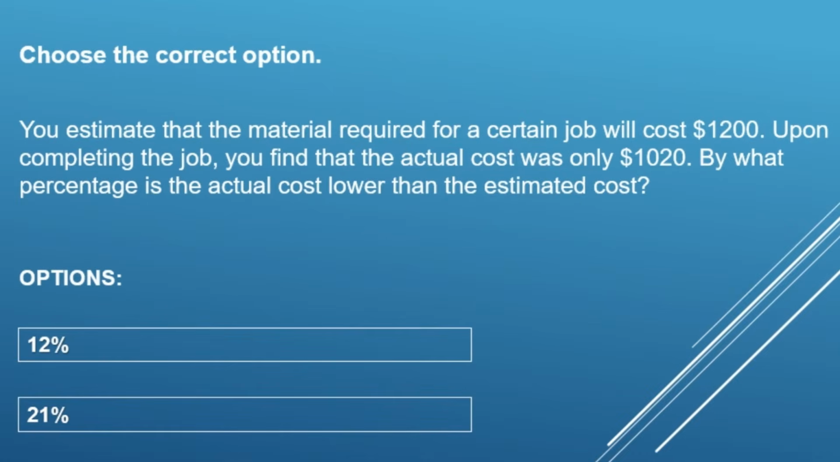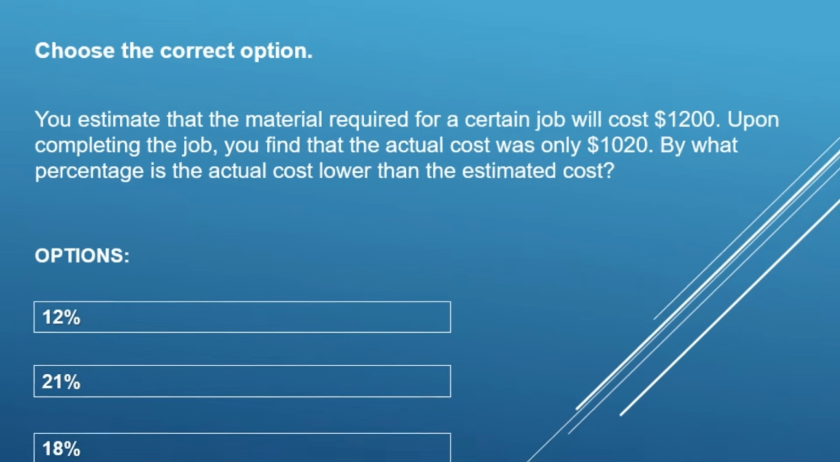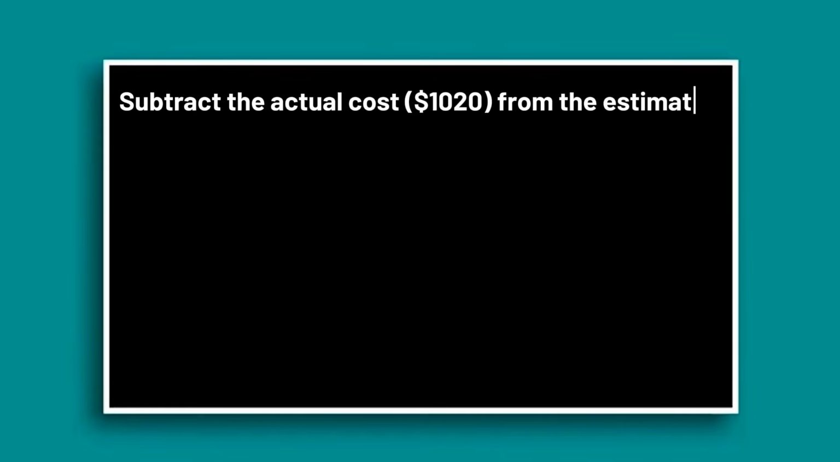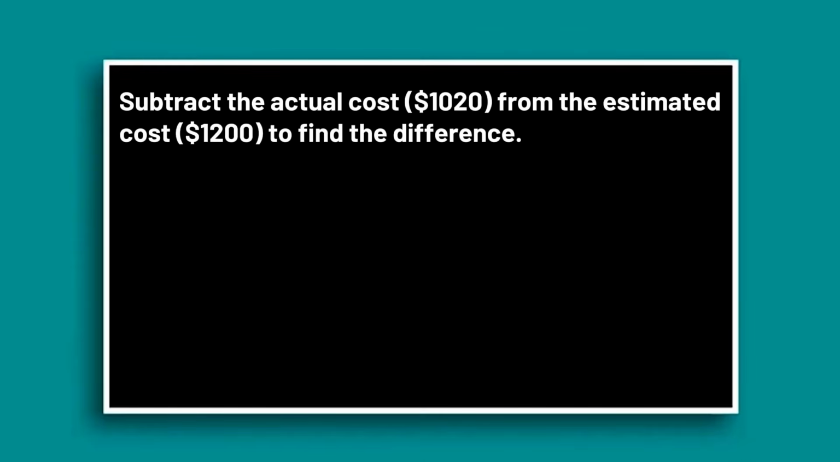You estimate that the material required for a certain job will cost $1,200. Upon completing the job, you find that the actual cost was only $1,020. By what percentage is the actual cost lower than the estimated cost? So in order to find out the percentage decreased, we need to subtract the actual cost, which in this case is 1020, from the estimated cost, which was 1200, to find the difference. And after doing that, the difference will be 180.